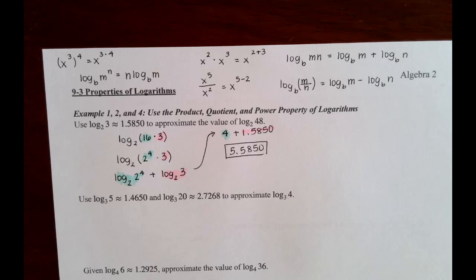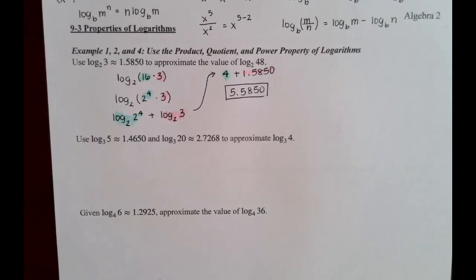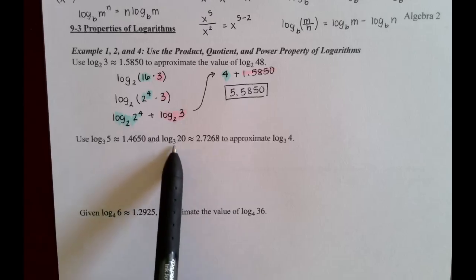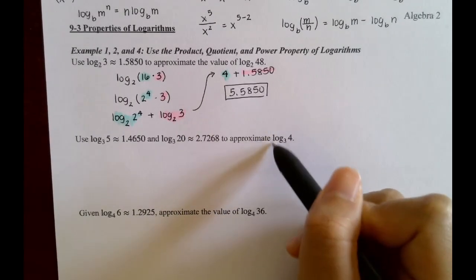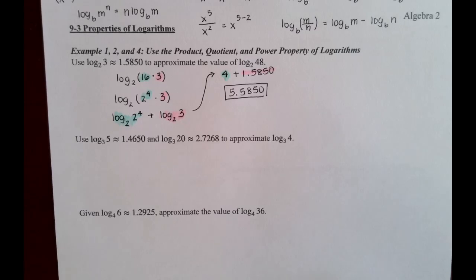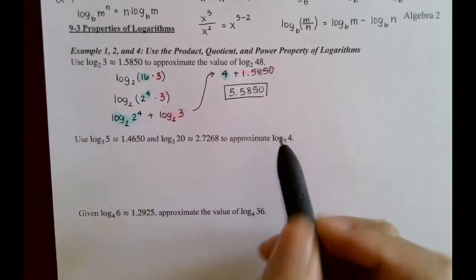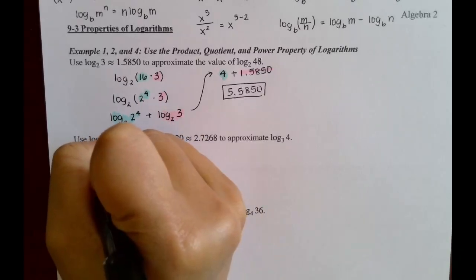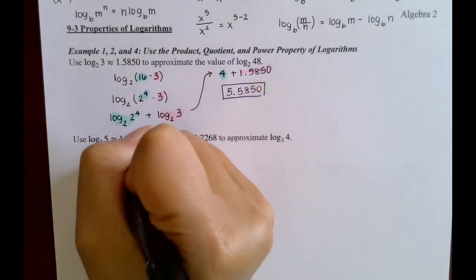Okay, now let's do our next one here. Log base 3 of 5 is approximately this, and log base 3 of 20 is approximately this. I want to know what log base 3 of 4 is. Okay. So here, 5 and 20, how does that relate to that 4? Well, I know that 20 divided by 5 is 4.